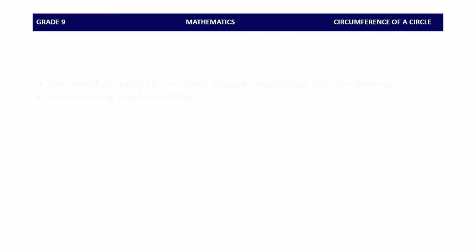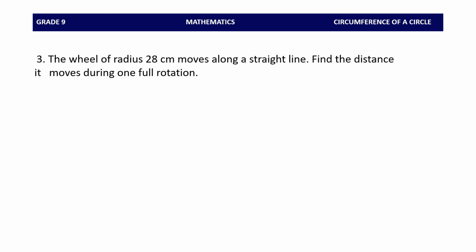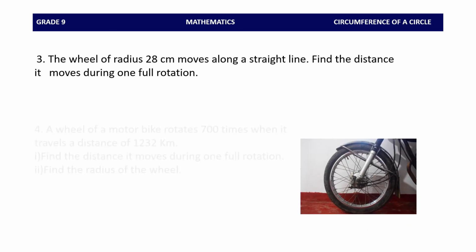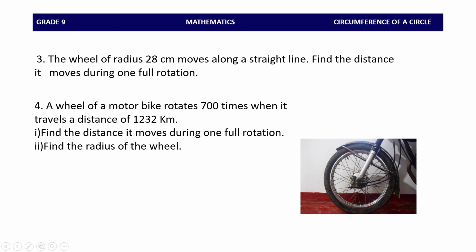Third question. The wheel of radius 28 centimeters moves along a straight line. Find the distance it moves during one full rotation. Question number 4. A wheel of a motorbike rotates 700 times when it travels a distance of 1232 kilometers. First part, find the distance it moves during one full rotation. Second part, find the radius of the wheel.